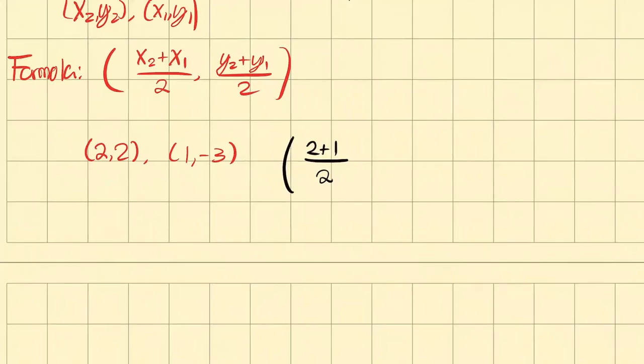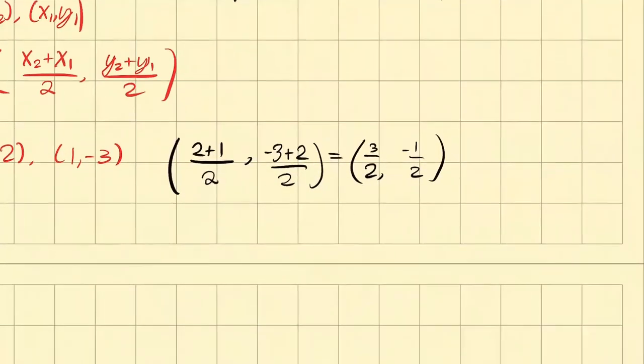So back to this question, what I'm doing is I'm adding the 2 x values together and averaging them. I'm dividing by 2. Same with the y values. I'm going to add the y values together and then divide by 2. This is 3 halves. And this is minus 1 half. So this is the midpoint between 2 comma 2 and 1 comma negative 3.